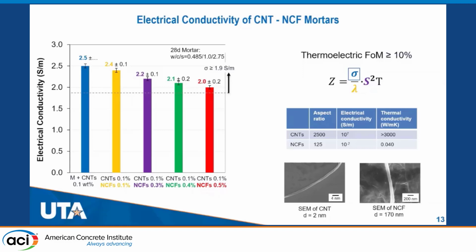We see that by adding nanocellulose fibers, the electrical conductivity decreases, but no lower than 2 Siemens per meter, because the percolation threshold is here, the continuous network is already established, and the nanocellulose fibers do not reduce the electrical conductivity of the material to a large extent.